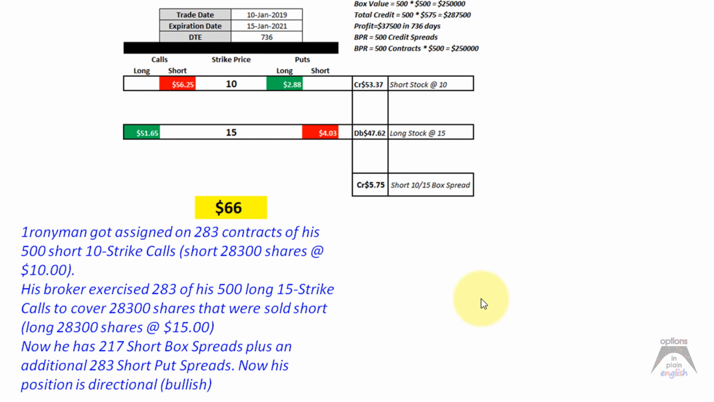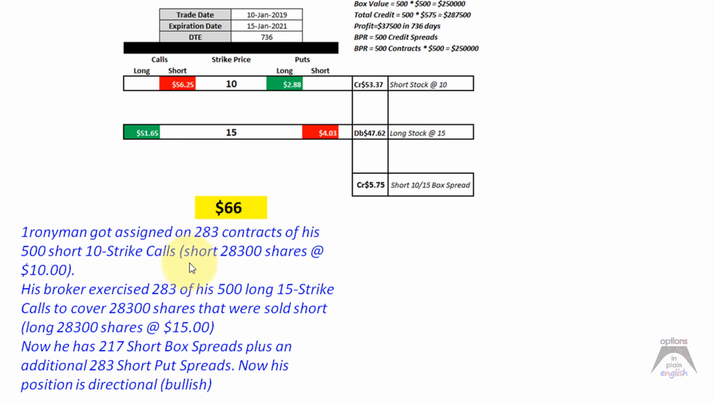So here's where it starts getting really interesting. 1RONYMAN got assigned on 283 contracts of his 500 short 10 strike call. If you look at the whole history of this trade, these 10 strike calls, the ones that he was short, he was assigned on 283 contracts. So right away, one day later, he was assigned on 283 contracts. He's got 500 altogether, so on 283 he was assigned.